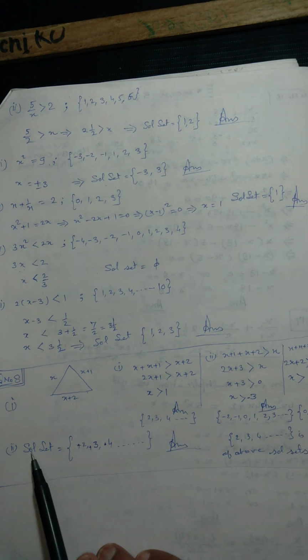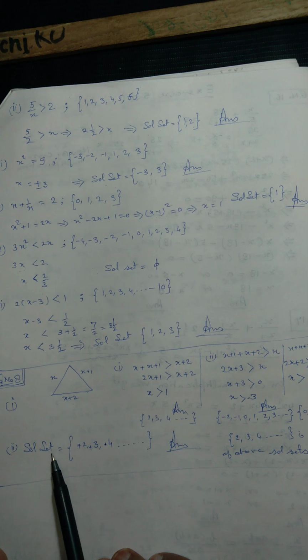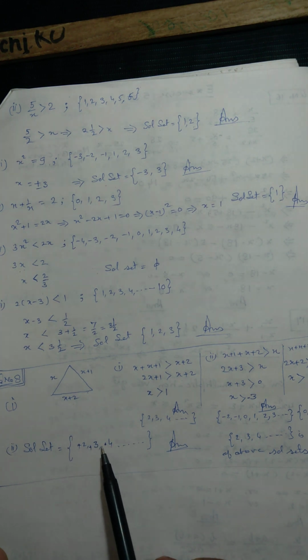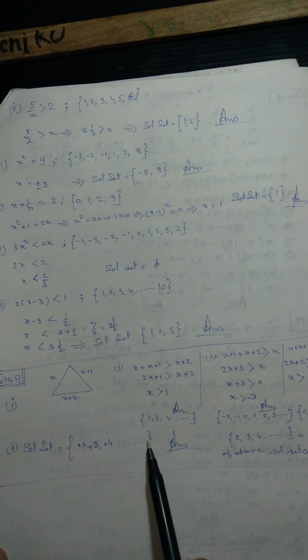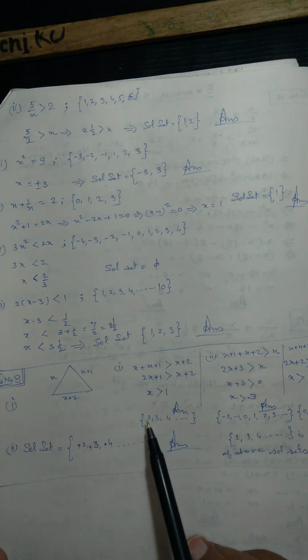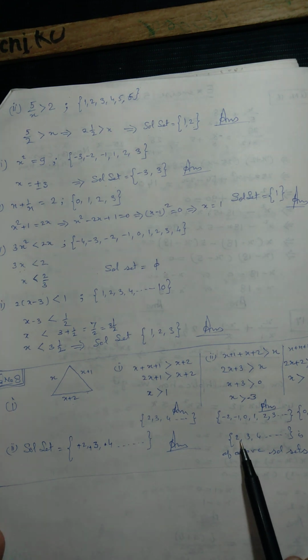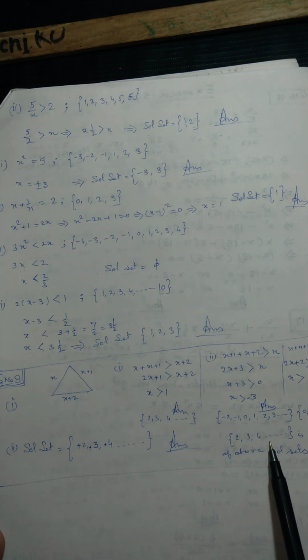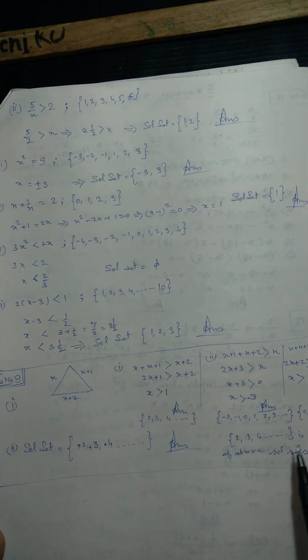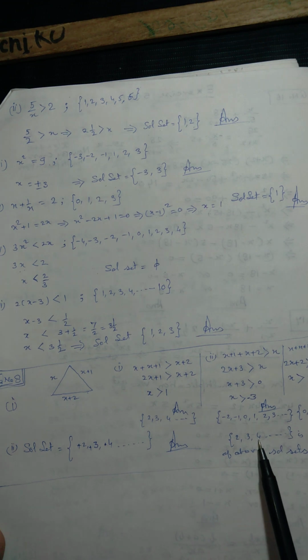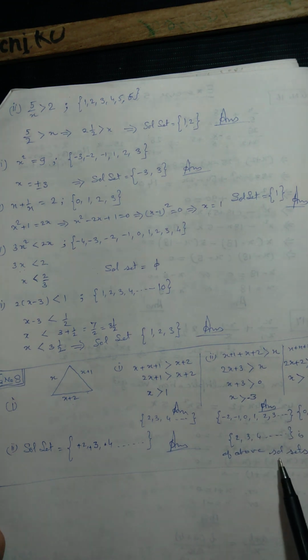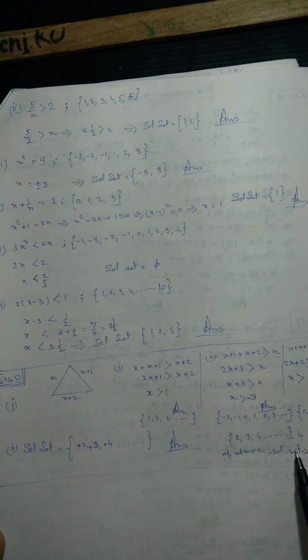Now the second part. The solution set 2, 3, 4 is the intersection of the above solution sets. You see this one and this one. The intersection we have taken for this solution. Okay, that's all.